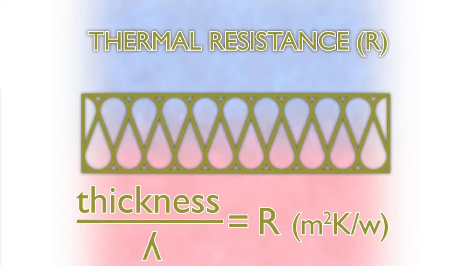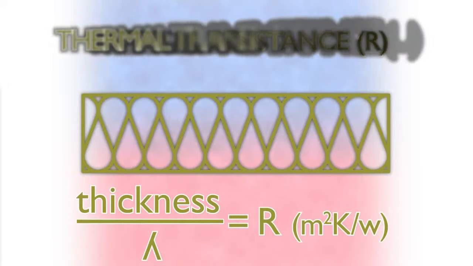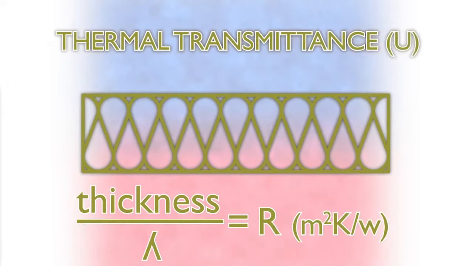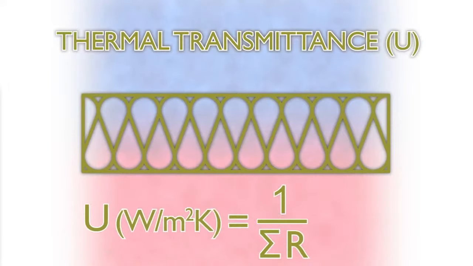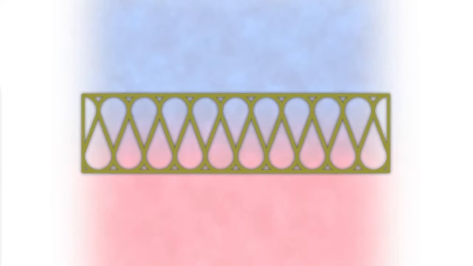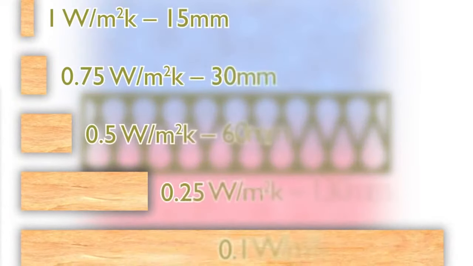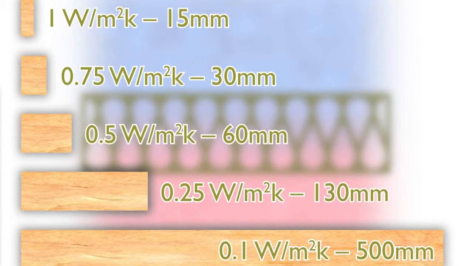The next step is to convert that into a value for an entire wall, for which we use the thermal transmittance, or U value, which is the inverse of the sum of the other R values for the different layers in the construction. U values are quoted in watts per metre squared Kelvin. Where R values vary proportionally to thickness of materials, U values do not, so as we move to lower U values, we need to add exponentially more insulation to improve them further.